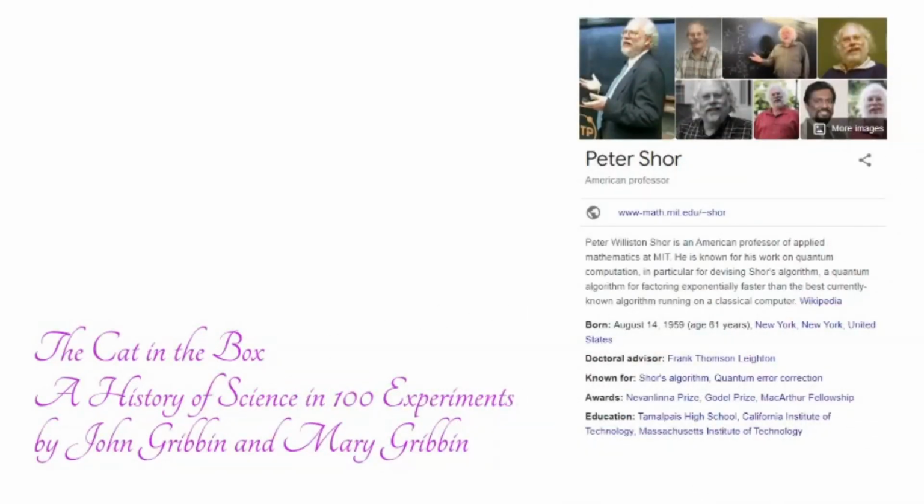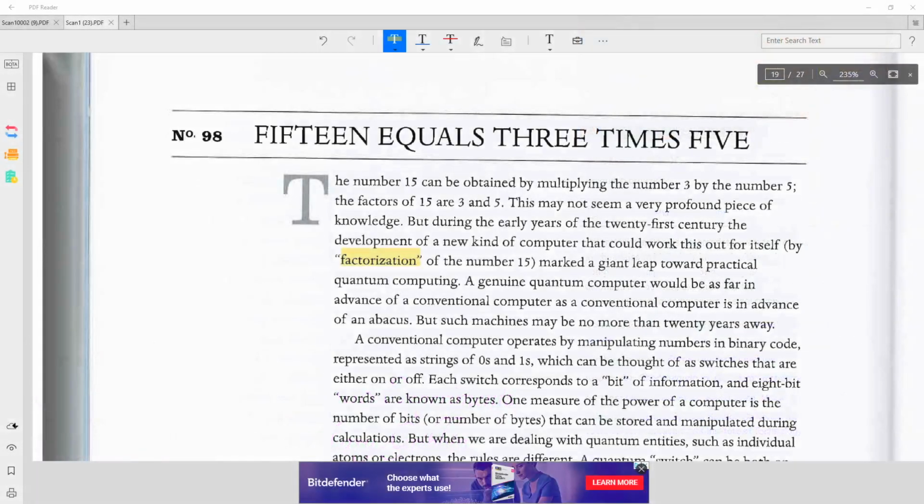15 equals 3 times 5. The number 15 can be obtained by multiplying the number 3 by the number 5. The factors of 15 are 3 and 5. This may not seem a very profound piece of knowledge, but during the early years of the 21st century, the development of a new kind of computer that could work this out for itself by factorization of the number 15 marked a giant leap toward practical quantum computing.